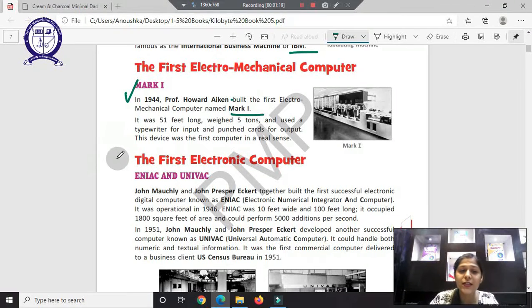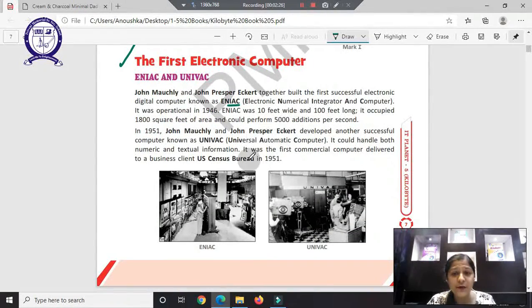Then we see the electronic computers, ENIAC and UNIVAC. John Mauchly and John Presper Eckert together built the first successful electronic digital computer, ENIAC, which stands for Electronic Numerical Integrator and Computer, operational in 1946. This machine was 10 feet wide and 100 feet long. It occupied 1800 square feet of area and could perform 5000 additions per second. Now this is an achievement in itself. As you see, gradually the computers are becoming faster and capable of more and more operations.